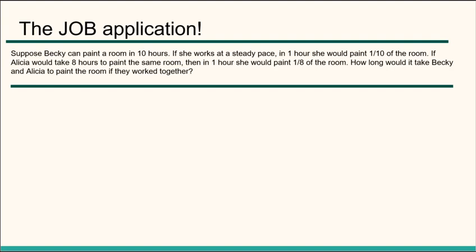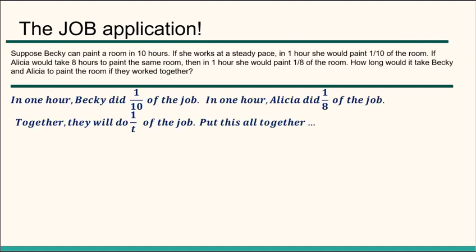Well, let's look at what we have. In 1 hour, Becky did 1/10 of the job, and in 1 hour, Alicia did 1/8 of the job. Together, they'll do 1/t of the job. Let's put this together. This is a common thing that you might see in distance and motion problems and painting and mechanic problems, any kind of job that you're going to do. This is the setup on this. It's going to be 1 over 10 plus 1 over 8 equals 1 over t.